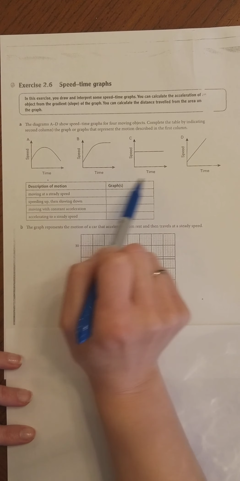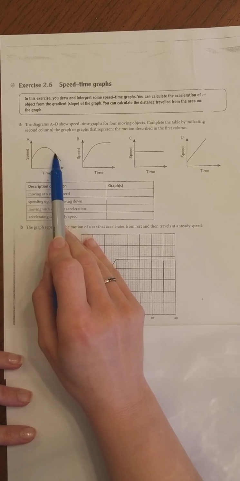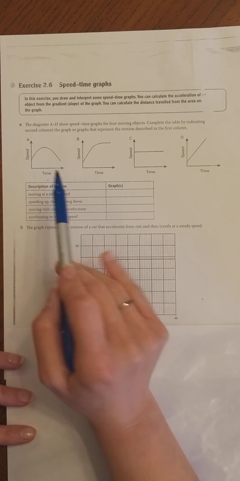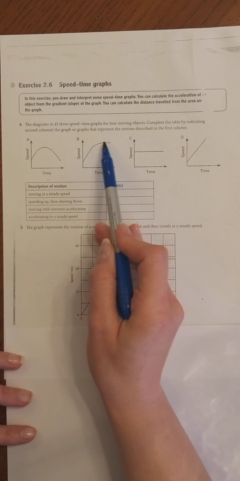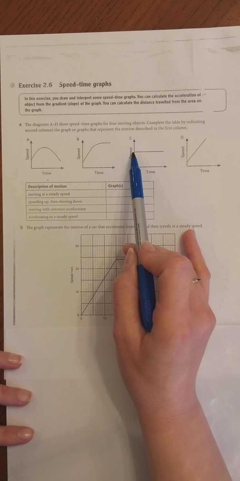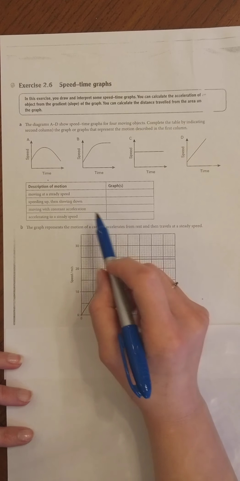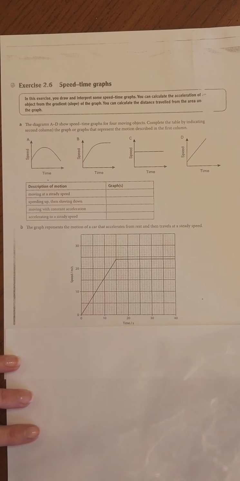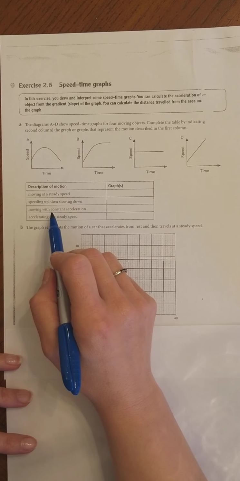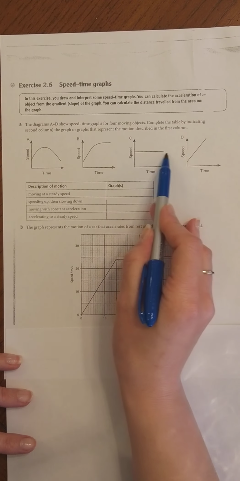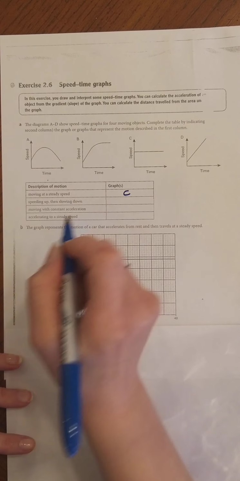They are all speed time graphs. Here we have a curved graph line going upwards, then going downwards. A straight line going upwards, then curved and becoming horizontal. A straight horizontal line and a straight line sloping upwards. Description of motion. Which graph line represents an object moving at a steady speed? The graph line that shows a horizontal straight line is the one showing a steady speed, so C.